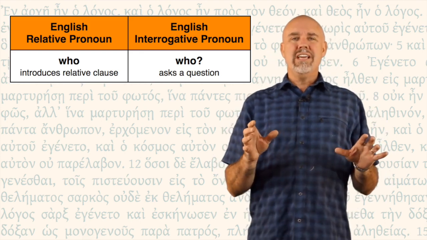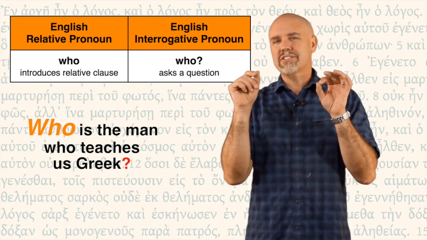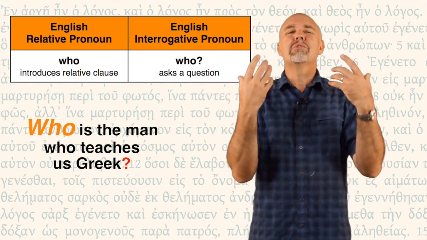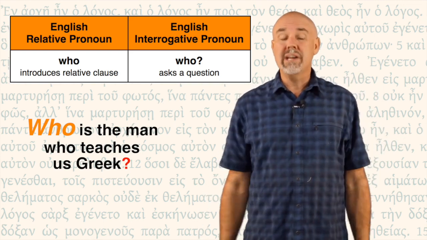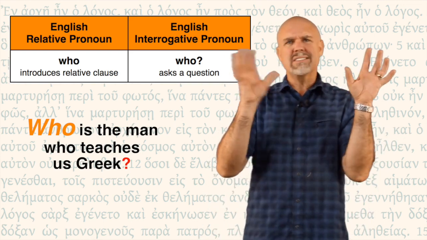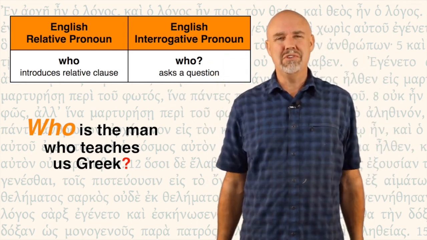But if I say, who is the man who teaches us Greek? Who is the man there asks a question, right? So it's an interrogative pronoun. The who there is not a relative pronoun, but an interrogative pronoun. And you say, but it's the same word. Exactly. It's the same word, and that's what's confusing.